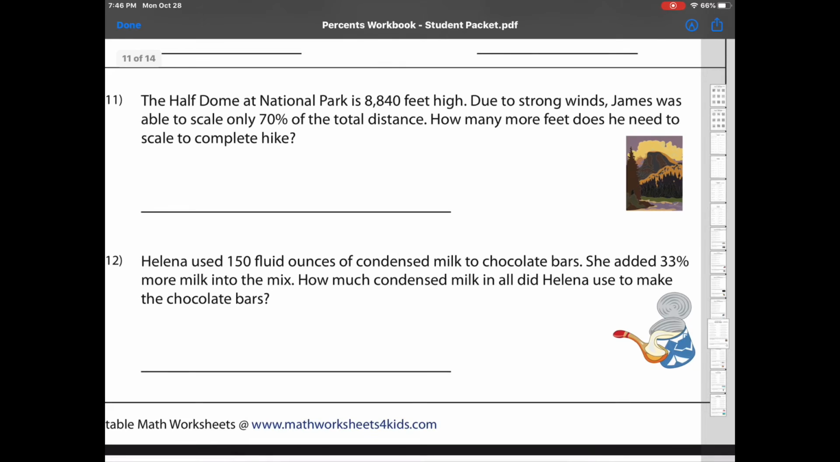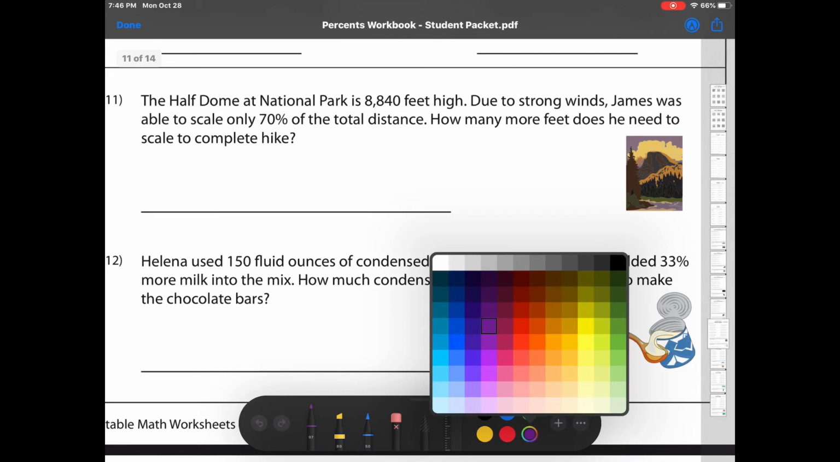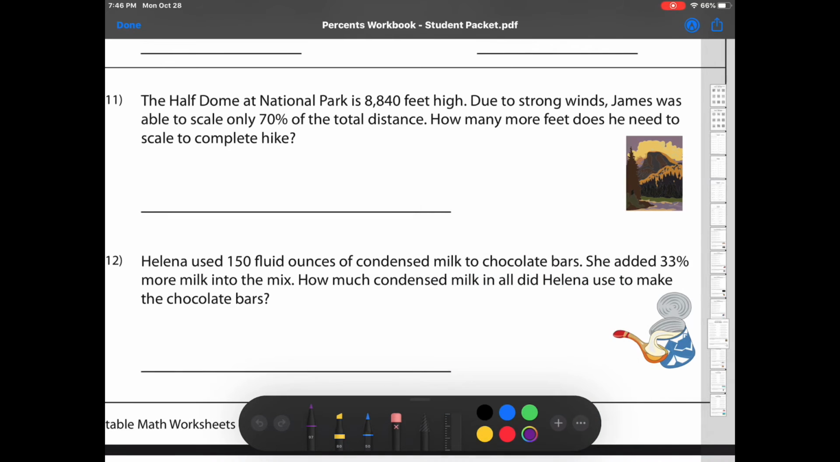It says the Half Dome at National Park is 8,840 feet high. Due to strong winds, James was able to scale only 70% of the total distance. How many more feet does he need to scale to complete the hike? So let's go ahead and check this out.